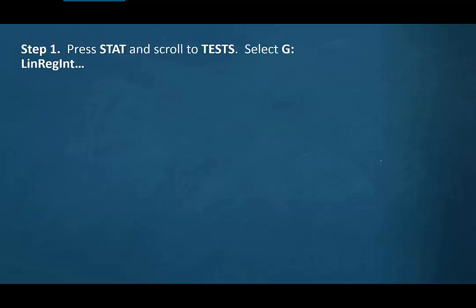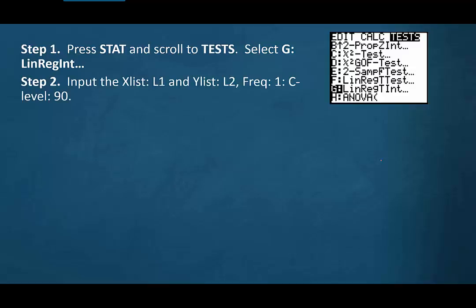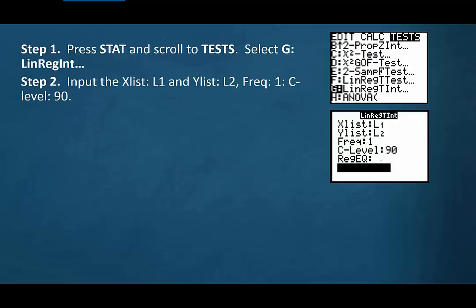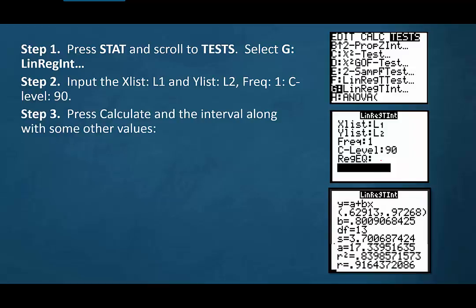So press Stat, scroll to Test, and select G, linear regression t-interval. It's quicker if you scroll up rather than scrolling down the whole way. Step 2, let's input the X list into L1 and the Y list into L2, if that's where you put it. The confidence level we're selecting here is 90%. Press Calculate, and the interval, along with some other values, is going to be given.